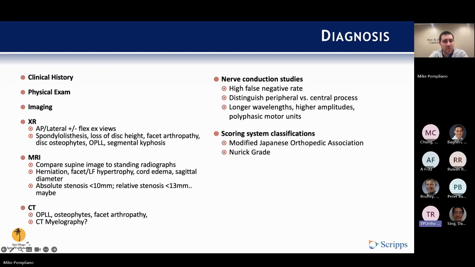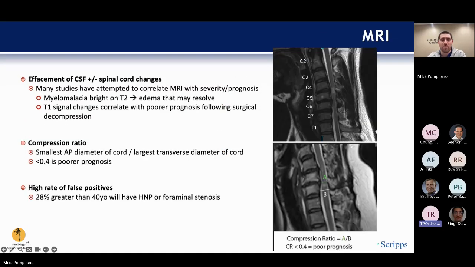On CT, you can look at OPLL, osteophytes, facet arthropathy. And then you could also consider a CT myelogram if they're unable to otherwise obtain an MRI. This can also show the central stenosis very well. Nerve conduction studies can be utilized if there's a high false negative rate. It can be useful to distinguish peripheral versus a more central process. And then there's scoring system classifications that can help guide a diagnosis as well.